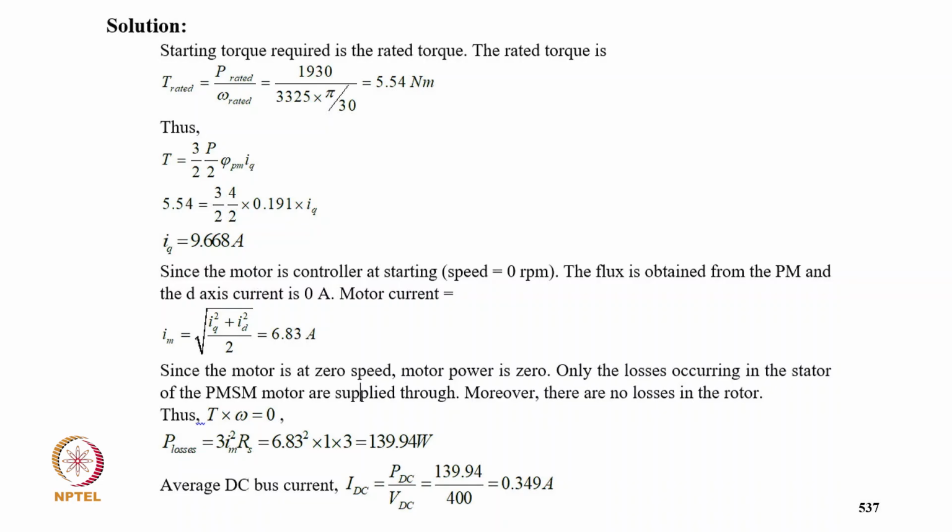So the starting torque required is the rated torque. The rated torque is T rated equal to P rated upon omega, 5.54 Newton meter, and T rated equal to 3 by 2, P by 2, lambda PM IQ. So putting values, it comes to IQ equal to 9.66 ampere, and since the motor current is controlled at starting, the flux is from the PM and ID is 0, therefore IM equal to under root IQ square by 2, 36.83. Since the motor is at 0 speed, the motor power is 0, and the other loss is supplied through the DC source, T into omega, P loss equal to 3 IM square RS, so it comes to 139.94 watt, and the average DC current IDC is PDC upon VDC, it comes to 0.349 ampere.